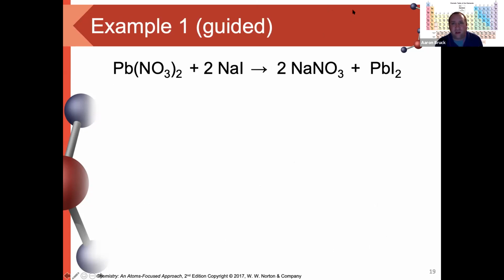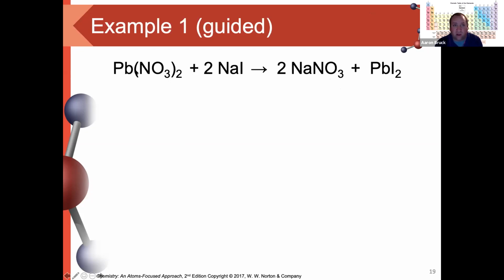First example here. I've got lead two nitrate reacting with sodium iodide to make sodium nitrate and lead two iodide. Now, from this perspective, we can already see that it's balanced. So step one is complete. For step two, we need to identify the substances based upon their type.